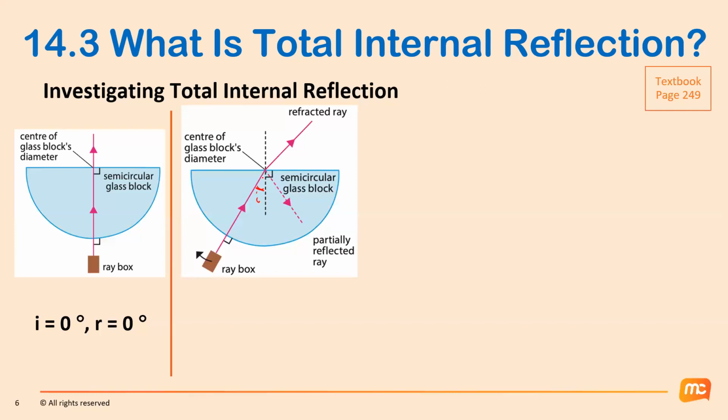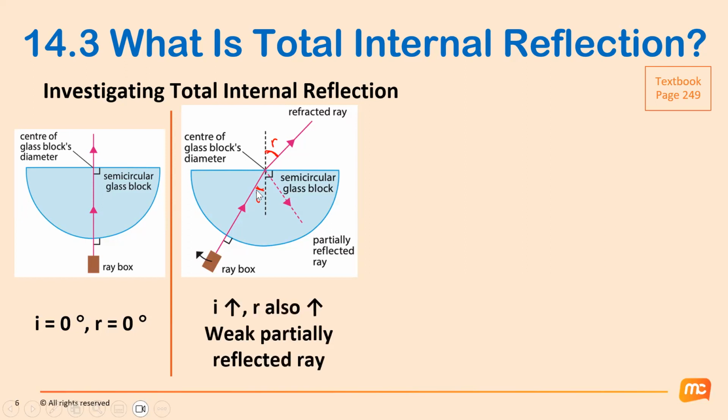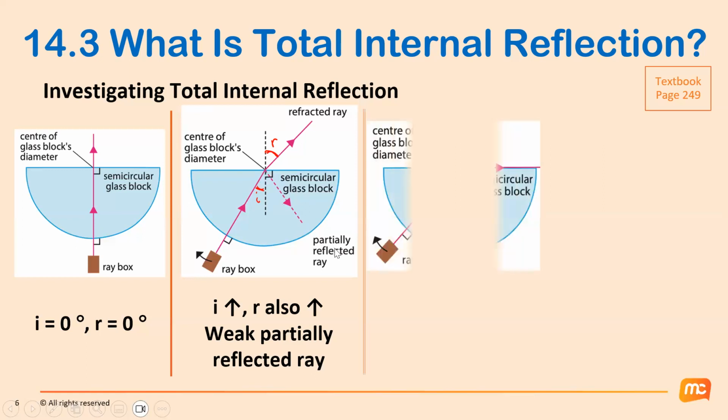When there's an angle of incidence, there will be an angle of refraction when I come out. So when I come out of the glass block, I will bend away from the normal, because it's optically less dense. As I increases, R also increases. I continue to increase this I, and R will increase more and more. Other than refraction, there's also a weak partially reflected ray, because some of the light hits this surface and some of the light gets bounced back.